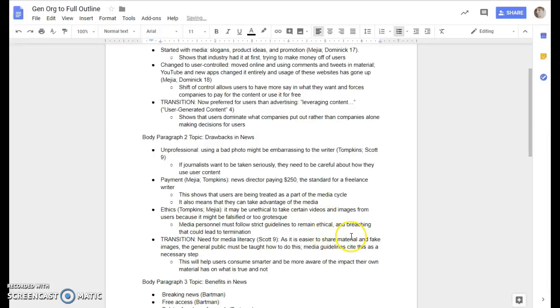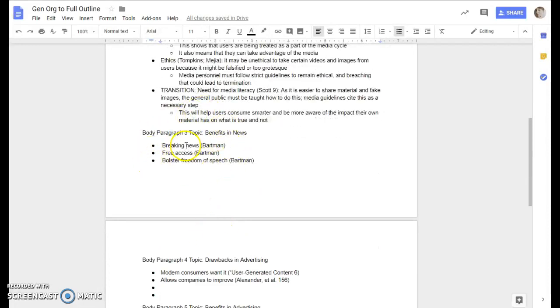So as it's easier to share material, again I'm expanding on this, and fake images, the general public must be taught how to do this, how to be aware of it. Media guidelines cite this as a necessary step that we start teaching people how to notice when things are false, incorrect, poorly done, things like that. So it'll help users consume smarter, be more aware of the impact on their material, and figuring out what's true and not.